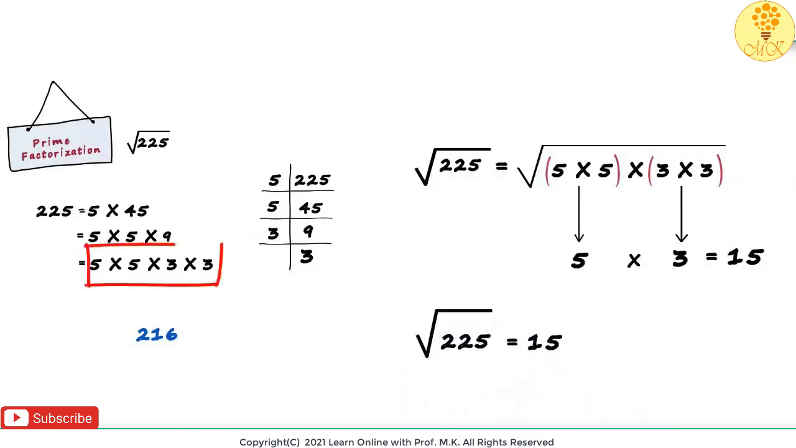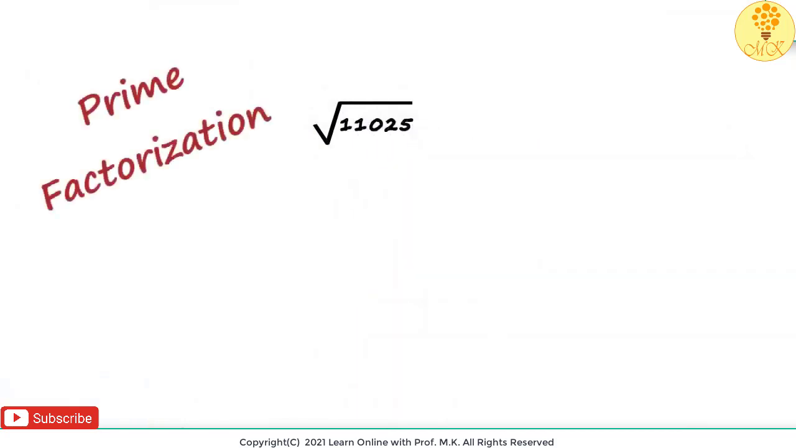All we did is broke down the number to its prime factors, made pairs, chose one number from each pair, and multiplied them. In the next part of this video, we will see how we can find the square root of 11,025 using this method.